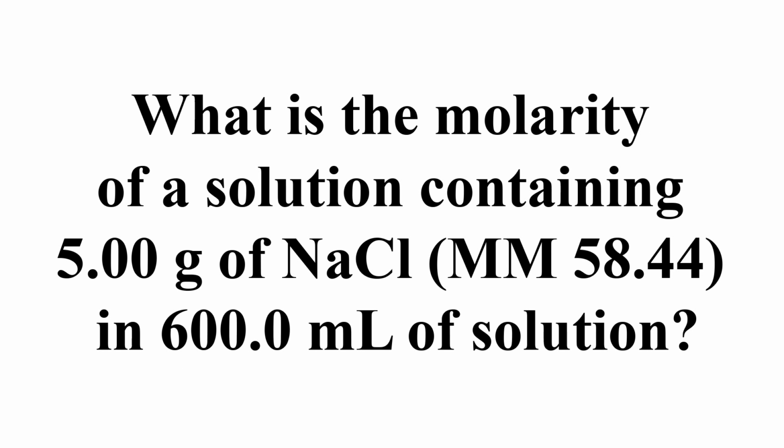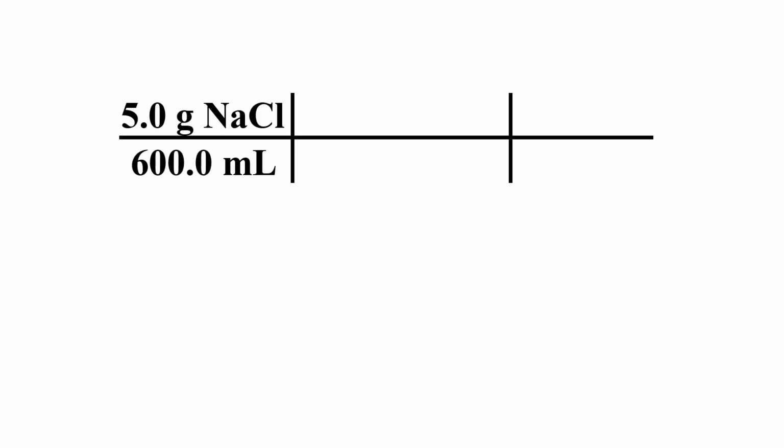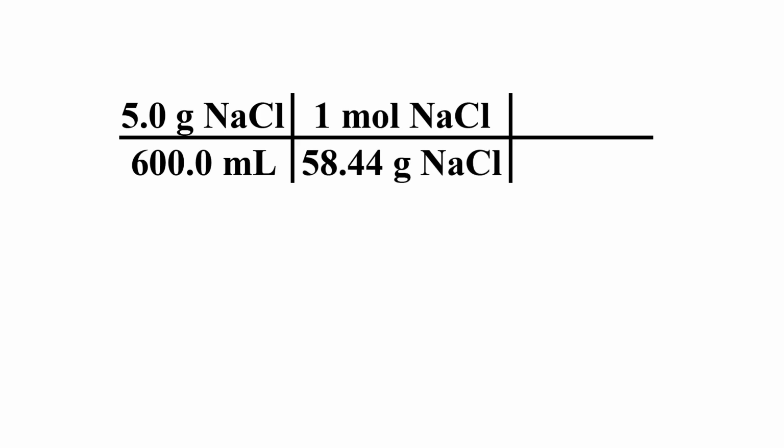Let's find out what the molarity is of a 600 milliliter solution containing 5 grams of sodium chloride. First, we got to set up this problem: 5 grams of sodium chloride over 600 milliliters of the solution. Then, we have to divide the grams of sodium chloride by the molar mass to acquire how many moles of sodium chloride there are. Additional to that, we can create a conversion of milliliters to liters.